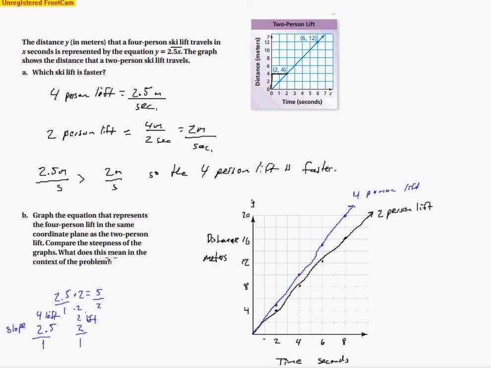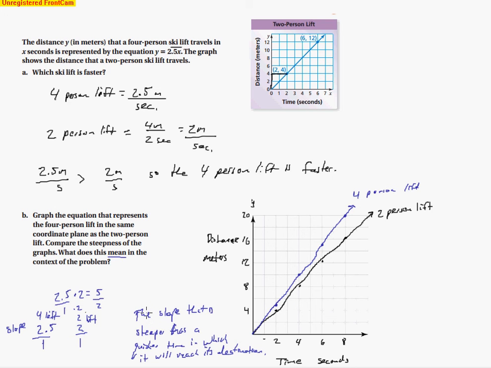So what does this mean? Well, the steeper slope has a quicker time in which it will reach its destination. And so that's an interpretation of what's going on here.